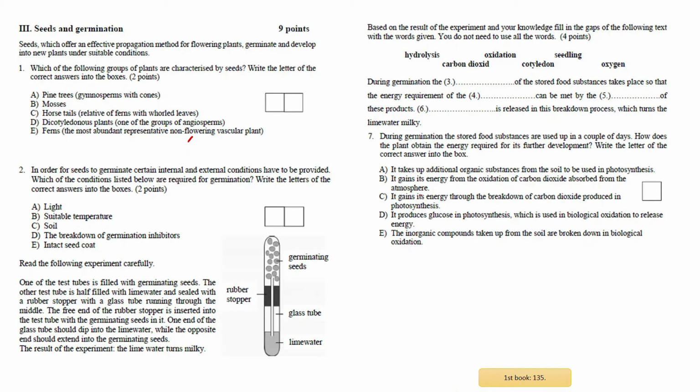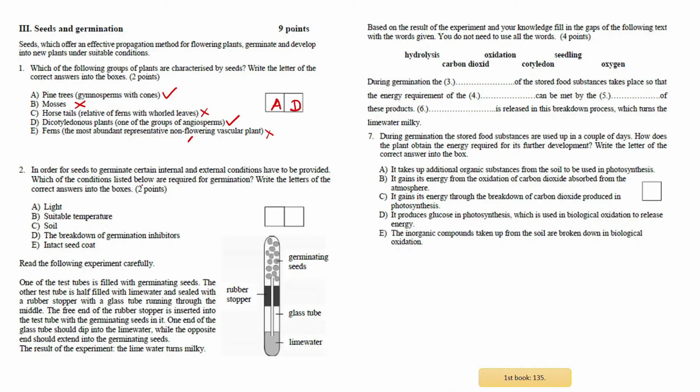So we are looking for seed-bearing vascular plants out of these options. Pine trees are gymnosperms, which are seed-bearing vascular plants. Mosses are non-vascular. Horsetails are vascular but non-flowering, and ferns also belong to the same group. And dicotyledonous plants, we know that they are angiosperms and they are also seed-bearing vascular plants. So the good answers will be A and D.